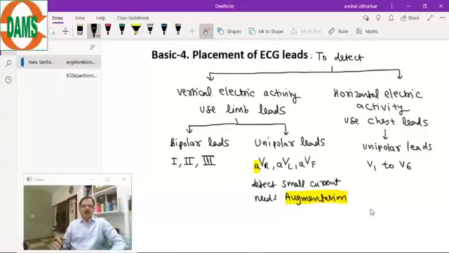Now, this we have just started. This is the first part of today's lecture, and this is basic number 4, which is the placement of the ECG leads. Hopefully now it is working fine, no problem here.